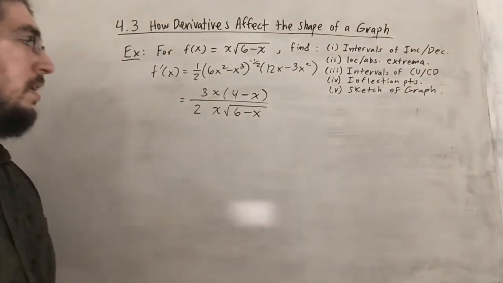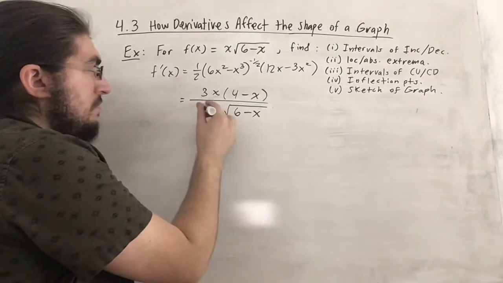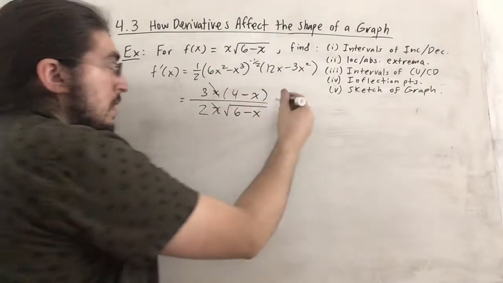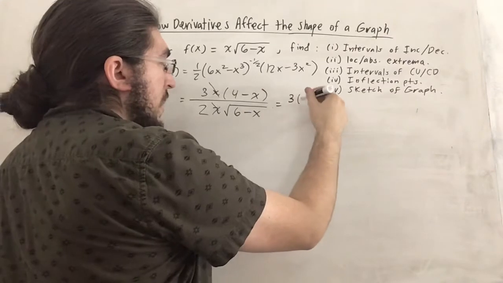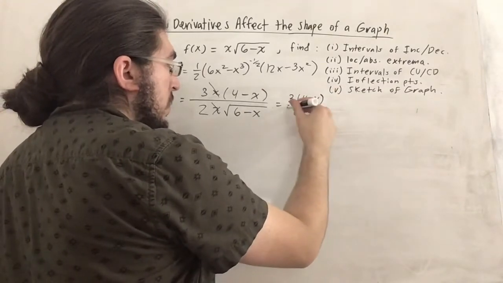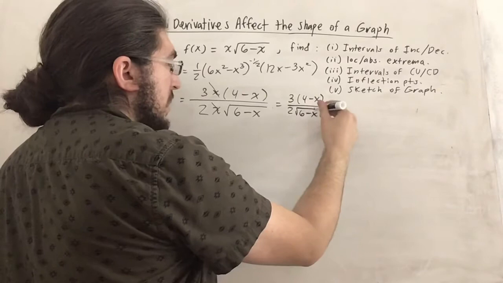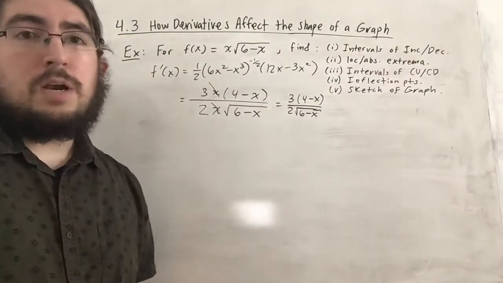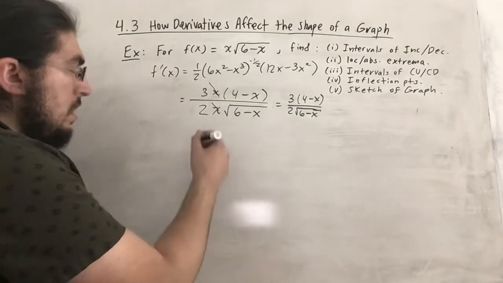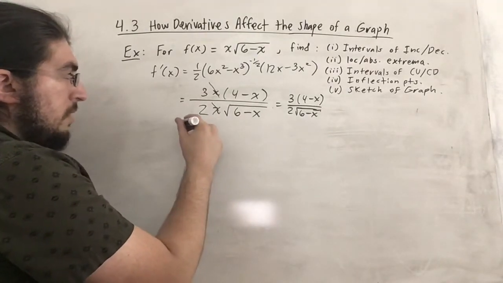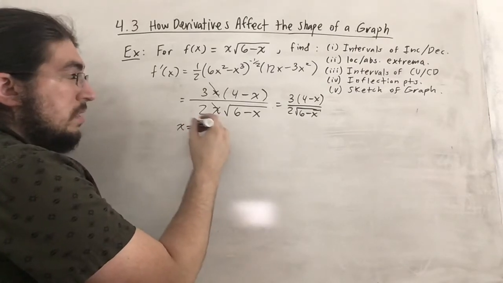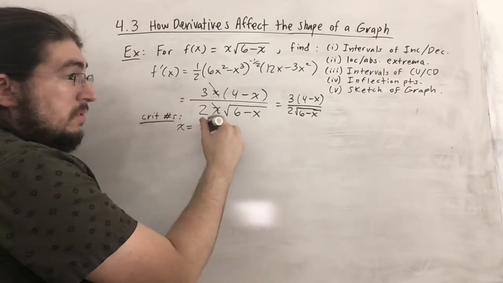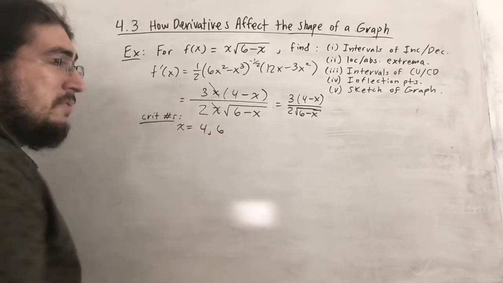Good? Great. So there was a lot of messing around there. We get this, and of course you notice the x's cancel. So really this is just 3 times 4 minus x over 2 times the square root of 6 minus x. Which is great because we can find critical numbers where the top and bottom are each equal to 0. So of course our critical numbers here are x equals 4 from the top and 6 from the bottom.